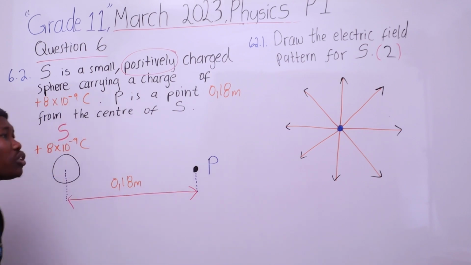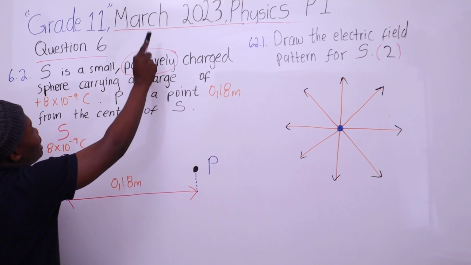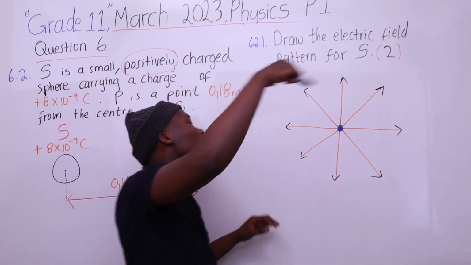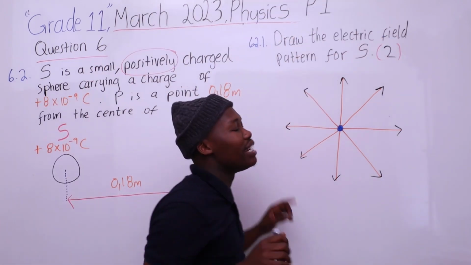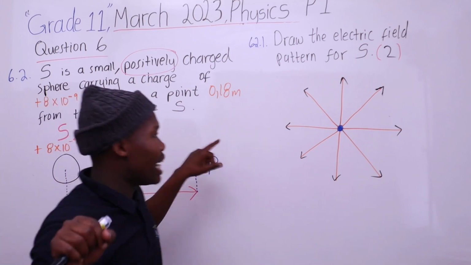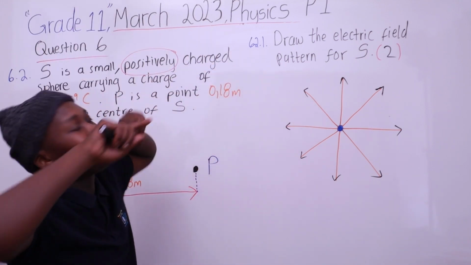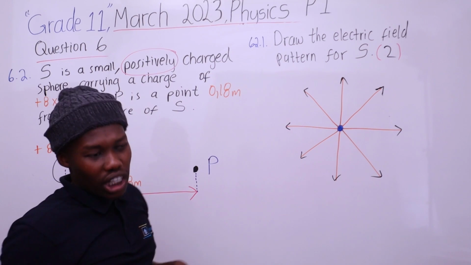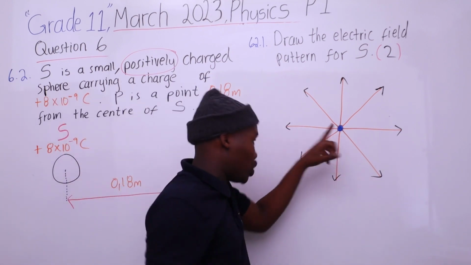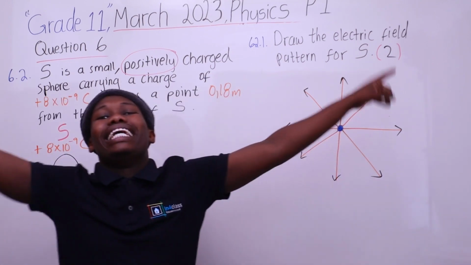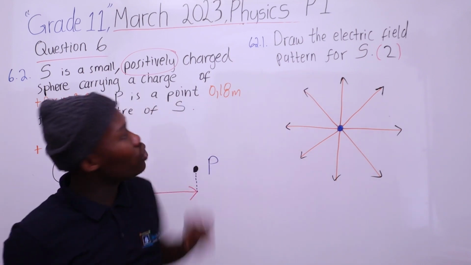But for this question worth 2 marks, we get the answer from seeing that it is a positive charge. Remember that a positive charge makes the field lines point outward. If it was a negative charge, they would point towards the charge. You have your 2 marks. Let's go to the next question.